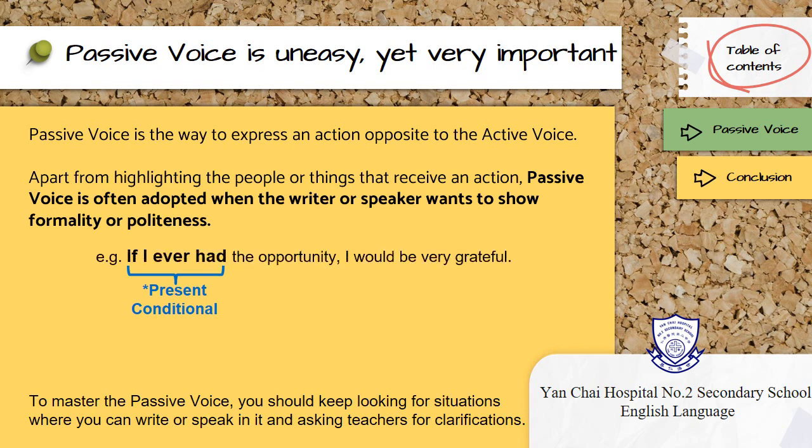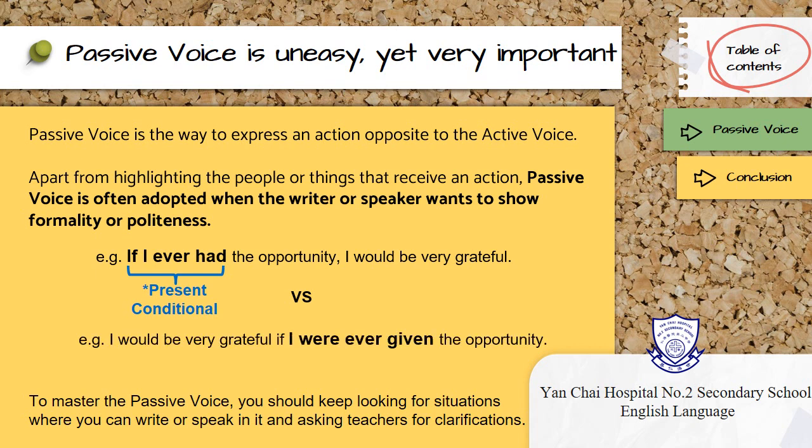So here is another example sentence. If I ever had the opportunity, I would be very grateful. And you see, I have specifically highlighted the first four words in this sentence or in this if clause, and the label is present conditional. So when we talk about something that is impossible right now, we write the whole sentence in past tense, so to show that it is impossible.